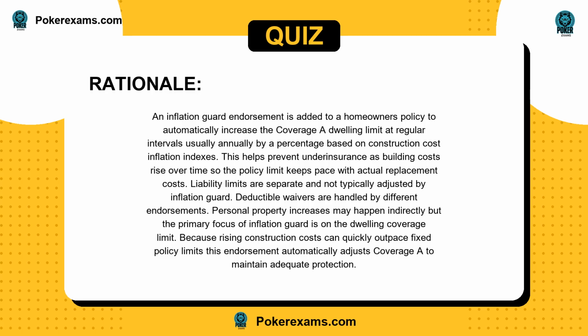Liability limits are separate and not typically adjusted by inflation guard. Deductible waivers are handled by different endorsements. Personal property increases may happen indirectly, but the primary focus of inflation guard is on the dwelling coverage limit. Because rising construction costs can quickly outpace fixed policy limits, this endorsement automatically adjusts coverage A to maintain adequate protection.